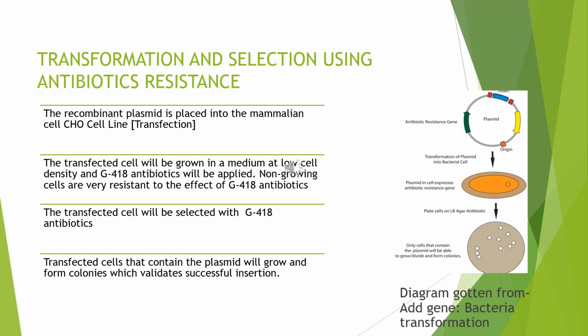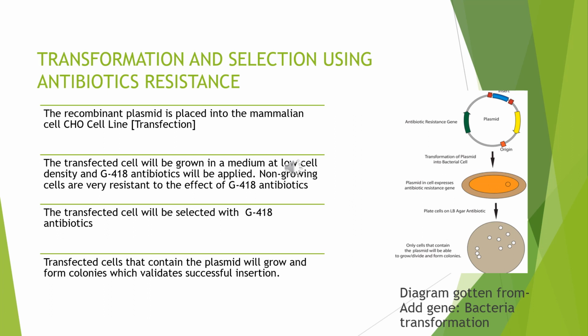Transformation and selection of vector using antibiotics. The recombinant DNA is placed into the mammalian cell through the process of transfection. I will be using stable transfection. Stable transfection has a high level of expression, and the introduced DNA is passed to progenies.